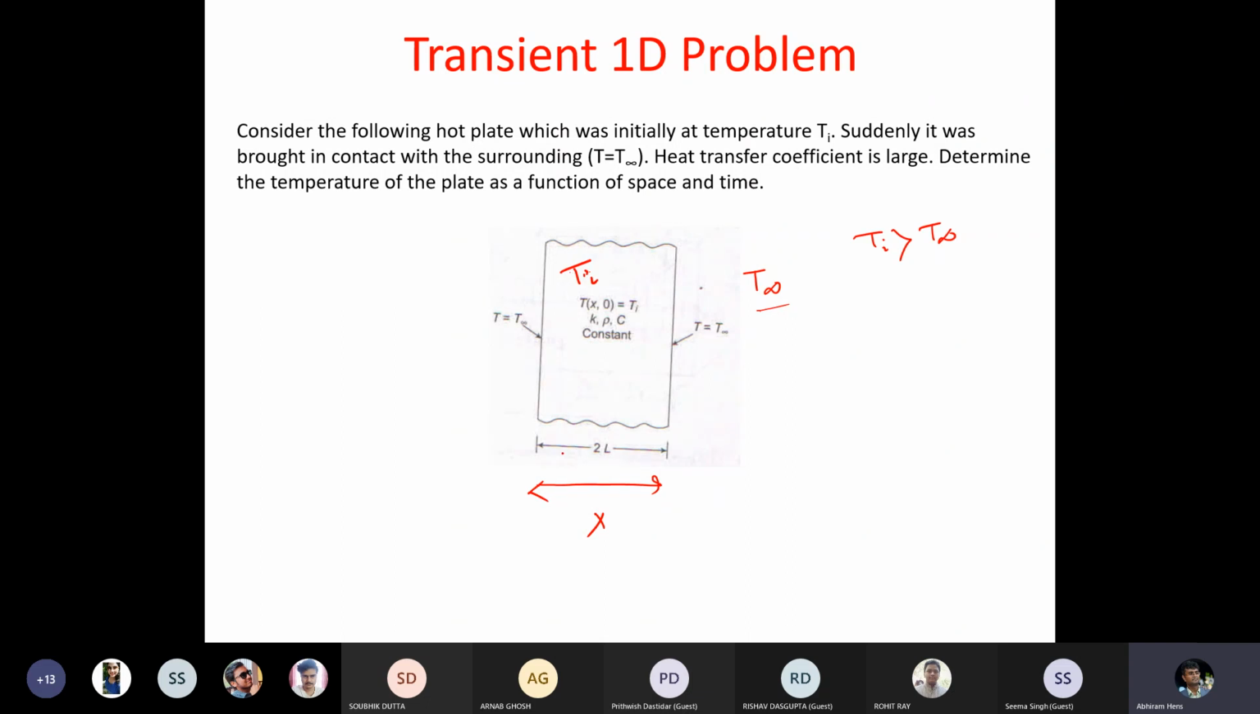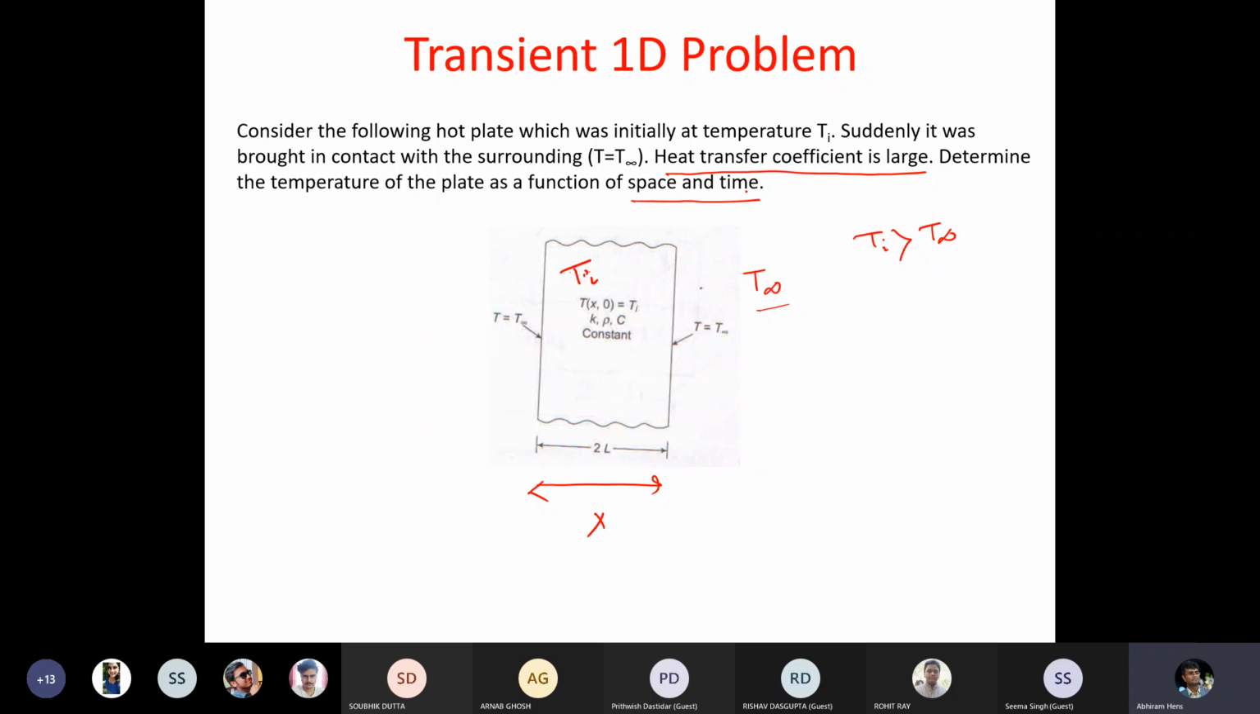The hot plate will gradually cool down by exchanging heat with the surroundings, and we consider that the heat transfer coefficient is very large. Okay, so that cooling will take place, and we determine the temperature of the plate as a function of space and time.